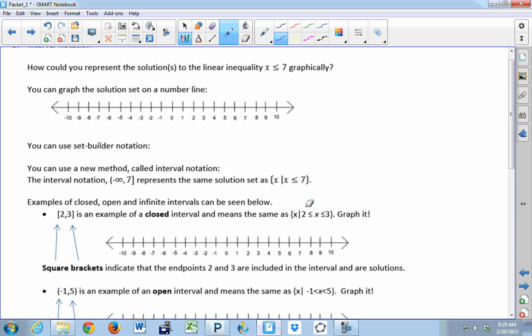This is a new notation. Instead of always using set builder notation to represent infinite sets, we're going to use something called interval notation, and it's pretty straightforward.